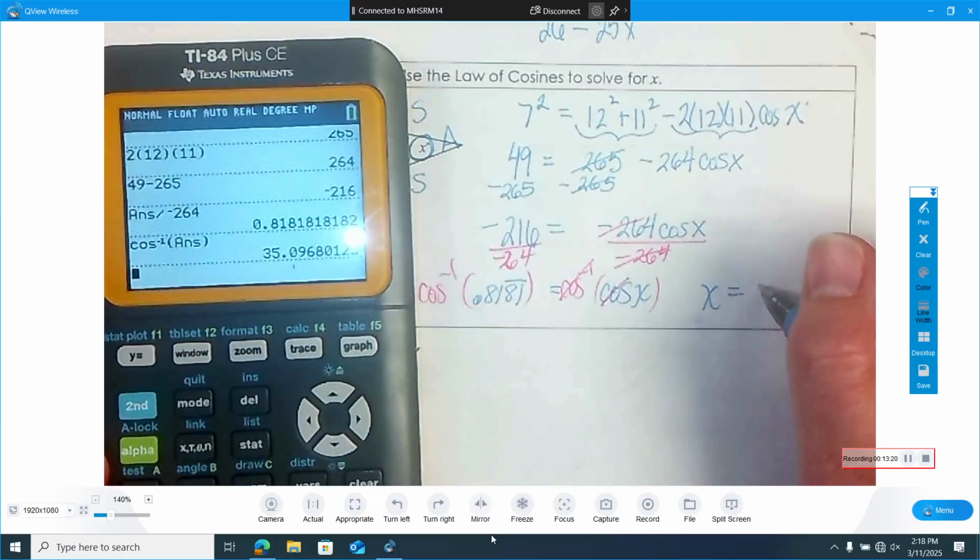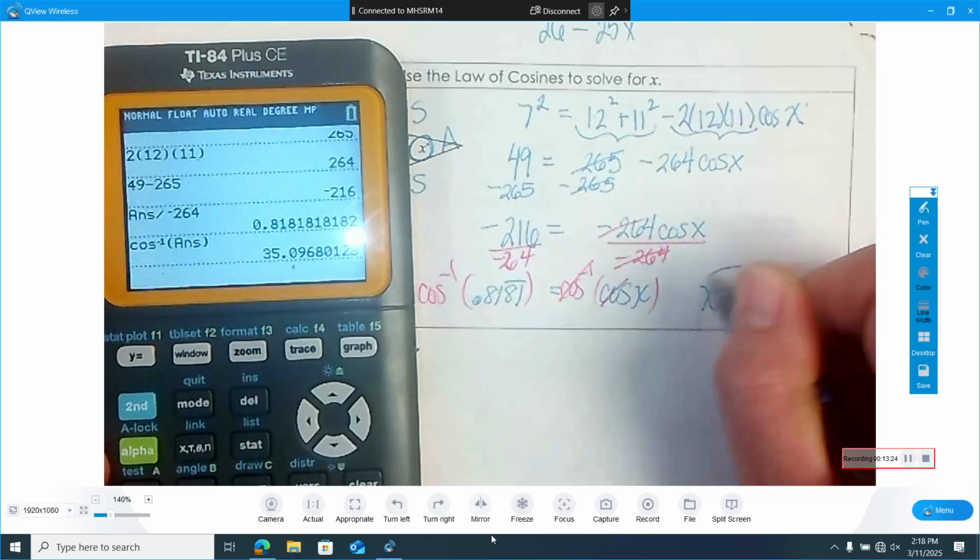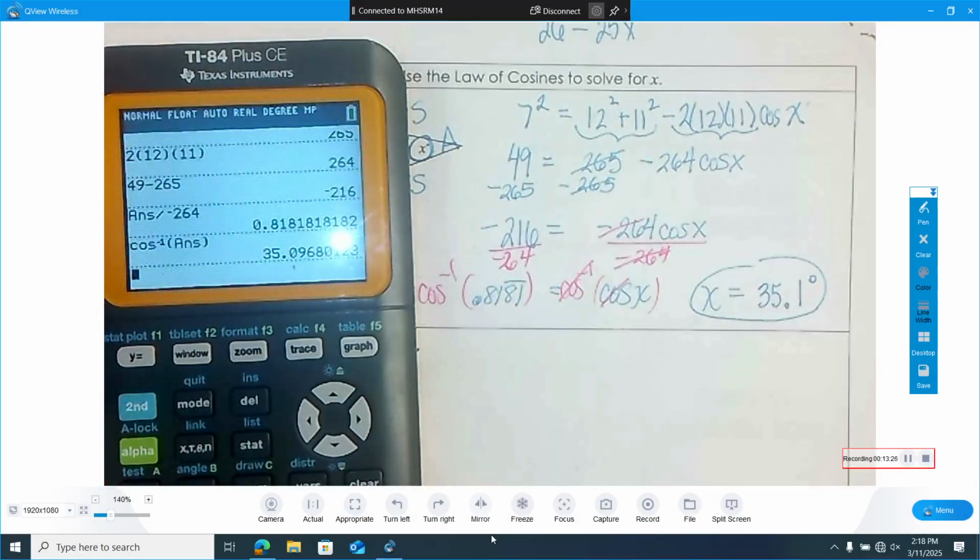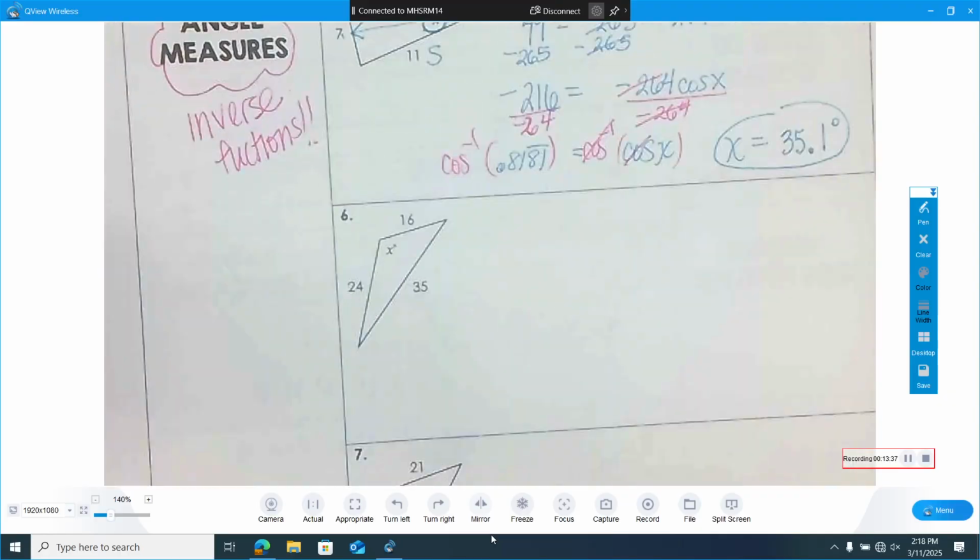So cosine inverse with second answer in there. 35.1 degrees for our angle. All right. This one has a lot more math to do. All right, let's try another.